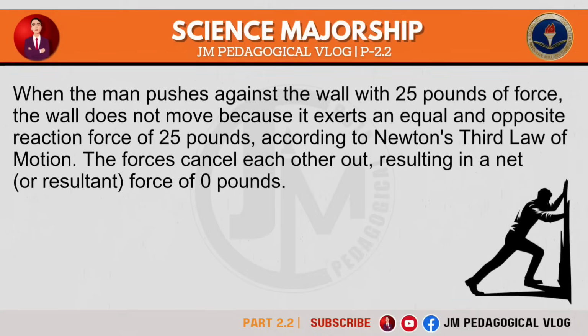When the man pushes against the wall with 25 pounds of force, the wall does not move because it exerts an equal and opposite reaction force of 25 pounds, according to Newton's third law of motion. The forces cancel each other out, resulting in a net, or resultant force of 0 pounds.